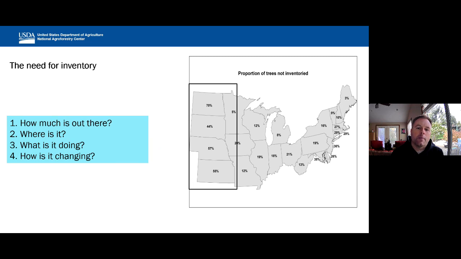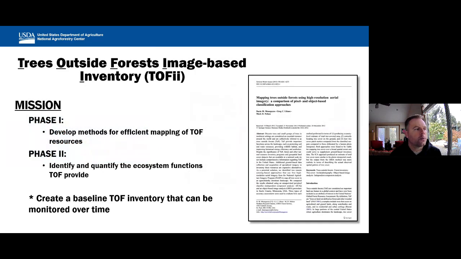So besides knowing how much is out there, knowing where it is and the function of these trees is very useful information too. And sample-based approaches to inventory, they just don't tell that complete story. So this is where our project comes in. Team Toffee, which is the Trees Outside Forests image-based inventory, was created with support from the U.S. Forest Service Northern Research Station FIA unit and the USDA National Agroforestry Center.